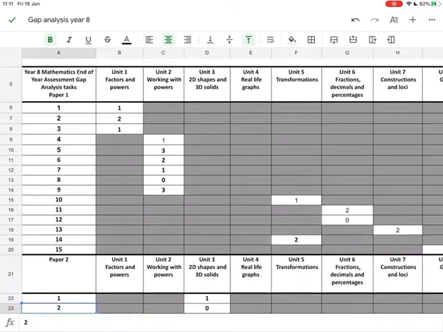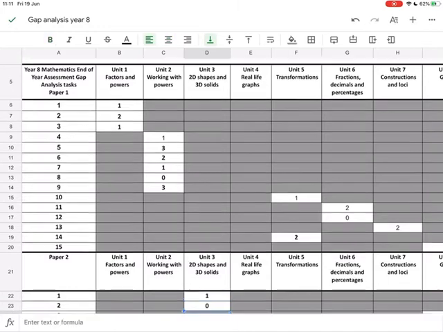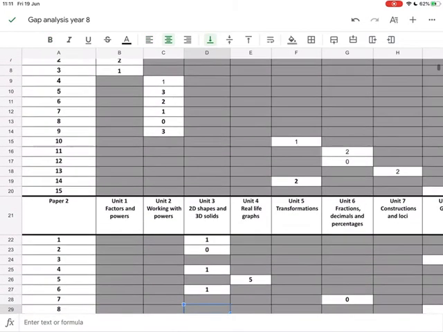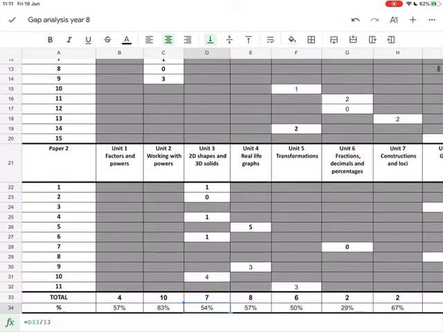Then the next part of the table takes you to paper 2. So paper 2, question number 1 started on the topic of 2D shapes and 3D solids from Unit 3. So again, I filled in how many marks I got in each of those questions in paper 2. So paper 2 had a total of 11 questions altogether.